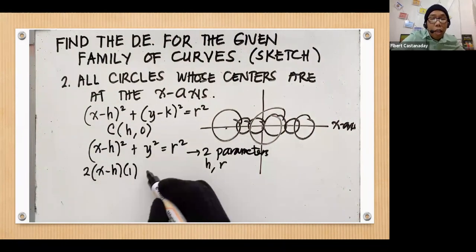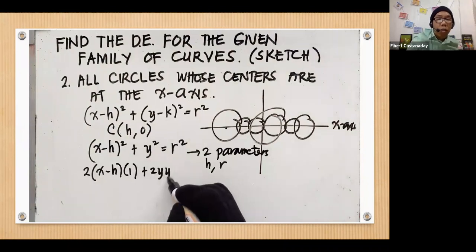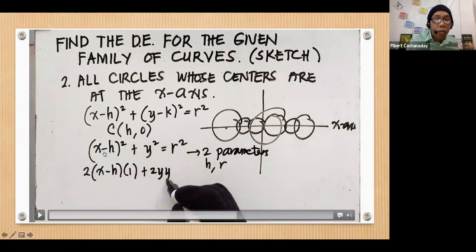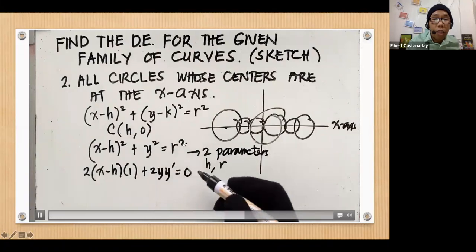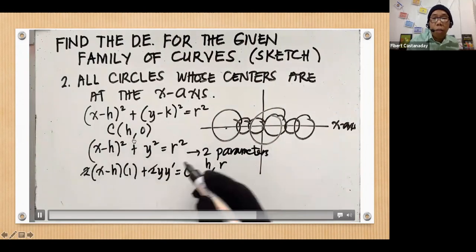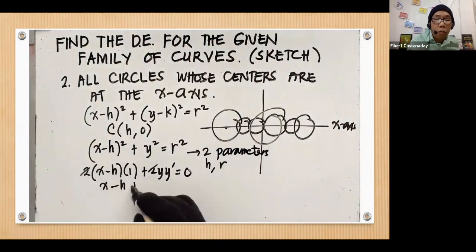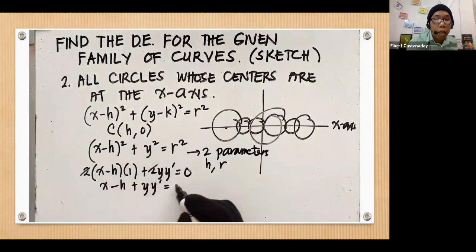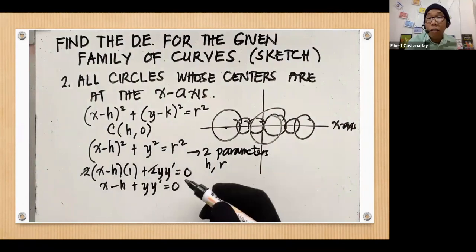So what I'm doing now is I'm differentiating this equation. So derivative ng first term natin, so chain rule lang, 2 times (x minus h) raised to 1. Derivative of (x minus h) is 1, plus derivative of y squared is 2y y prime, derivative of r squared is 0. So this is the first derivative of the given equation na may dalawang parameters. So we rewrite first (x minus h) plus y y prime equal to 0. And then this is not the final answer yet. You are to differentiate again for the second time because of the two parameters.